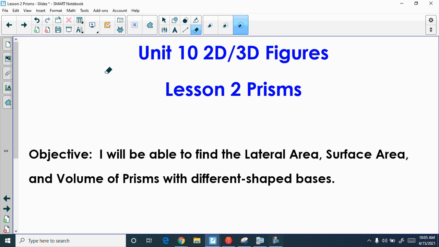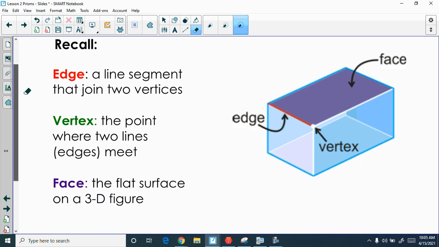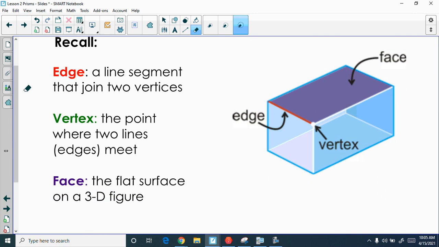So in this video, we're going to be talking about the lateral area, surface area, and volume of prisms with different bases. A few things I want you to remember back from when you did 3D figures previously. The edge of a 3D figure is going to be the line segments that connect the faces or make the faces of our 3D figure.